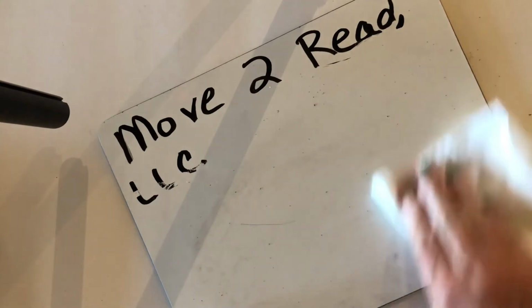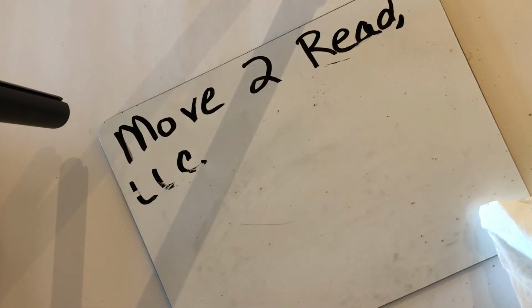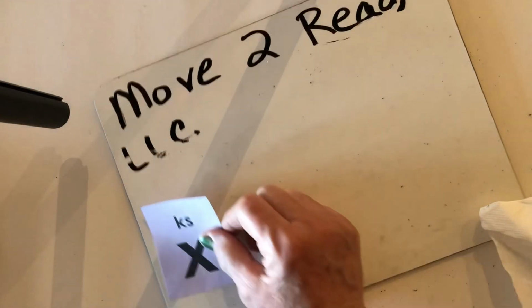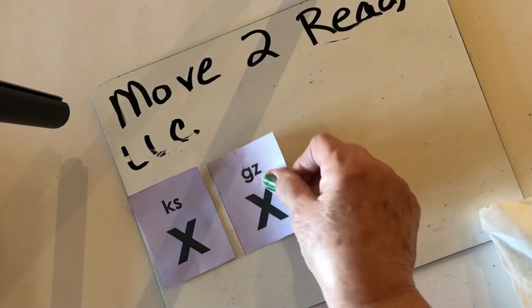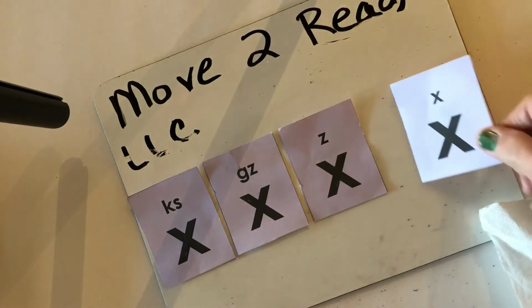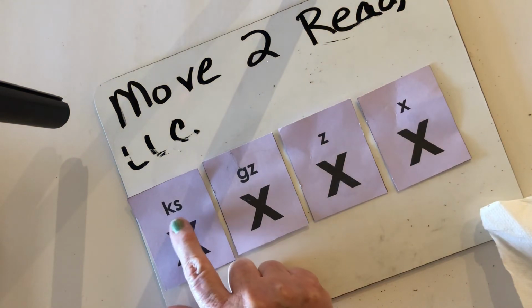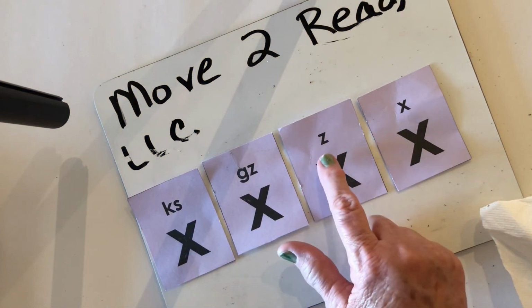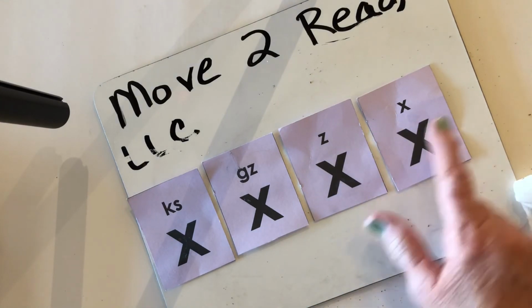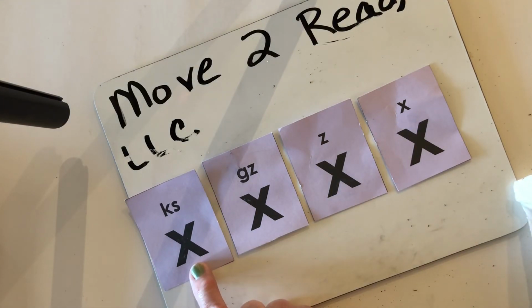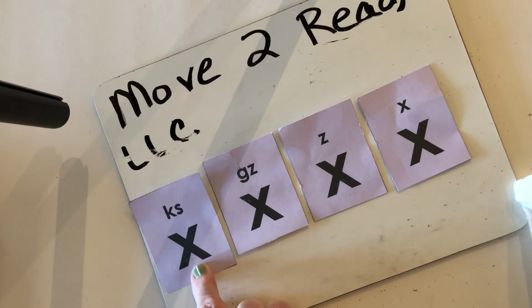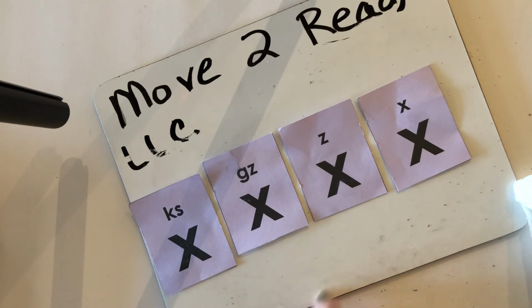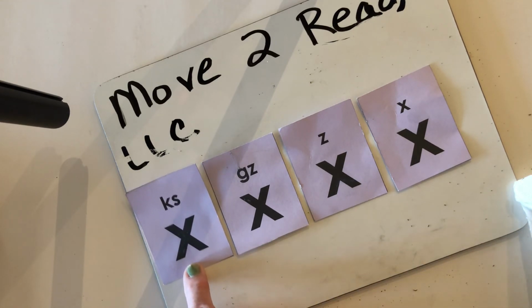Our next letter that we're going to talk about is the X. And he will say these four sounds. He will say KS, GZ, Z, and X. The KS sound will only be at the end of a word, never anywhere else. Well, it could be in a compound word, but it'd be at the end of one of the two compound words. But that KS sound is at the end of a word.